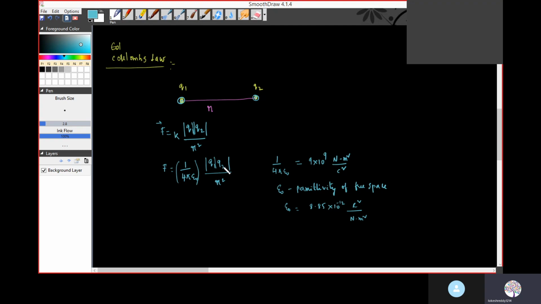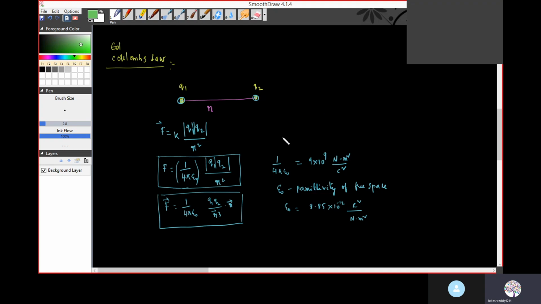Now, if you want to write this in vector form, then F is equal to 1 by 4 pi epsilon naught Q1 Q2 by R cube into R bar. This is the vector form of Coulomb's law. From here you can write many formulas, which actually give you the force between two charges separated by distance r.